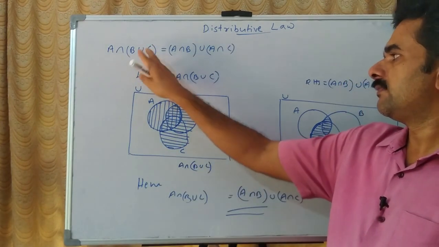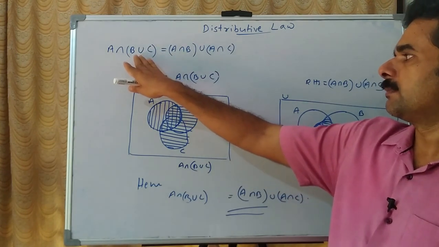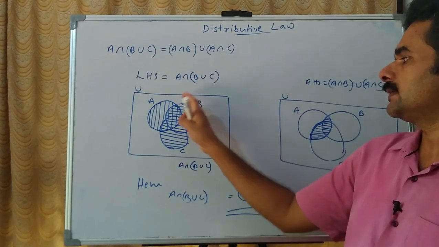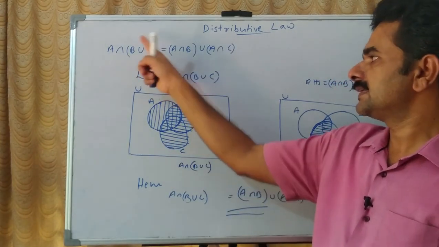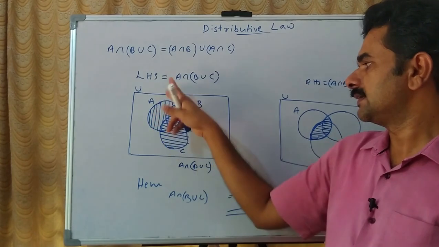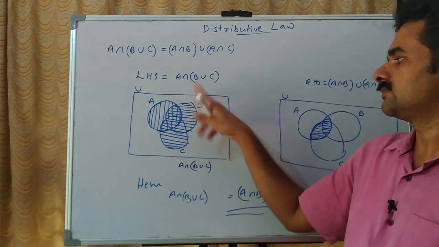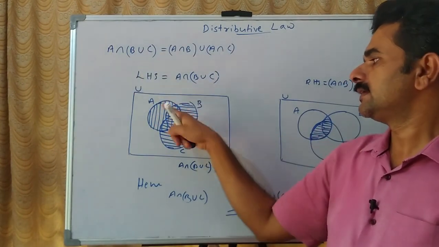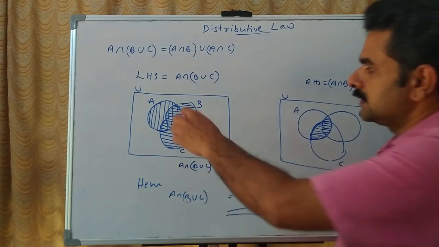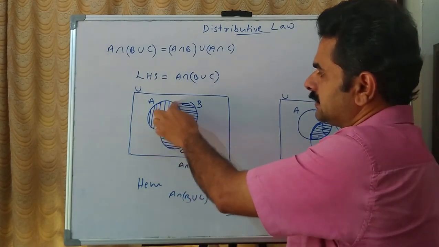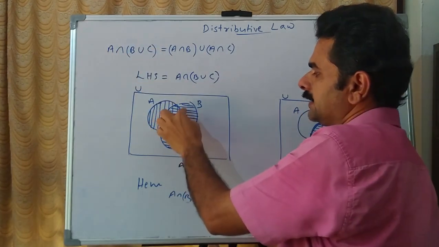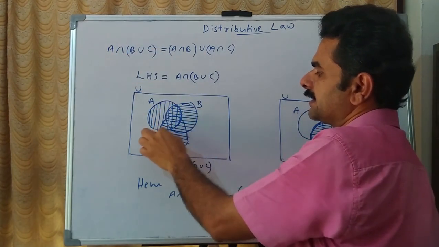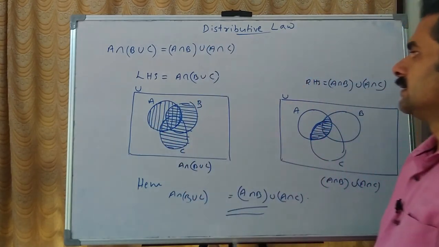Firstly we are giving importance to the bracket B union C. Complete B and C are shaded. Its intersection with A, so another shading for A, complete A. Then look at the common region, because for A intersection B union C, the common region can be seen here, this shape. Okay.